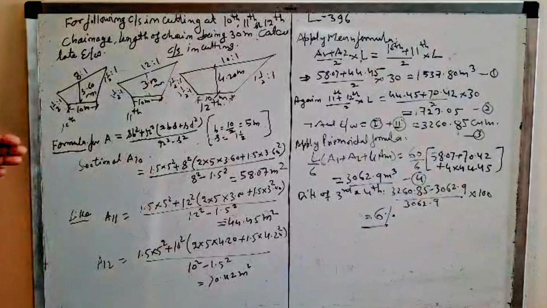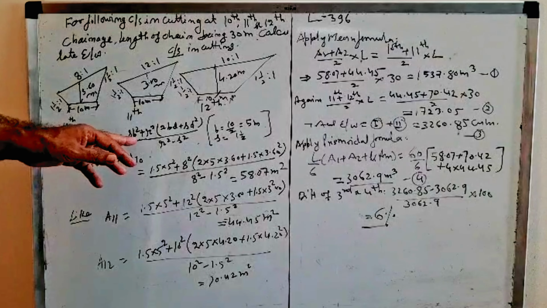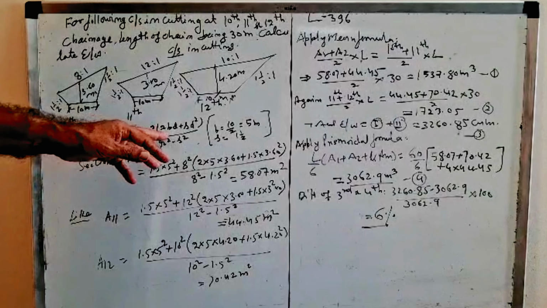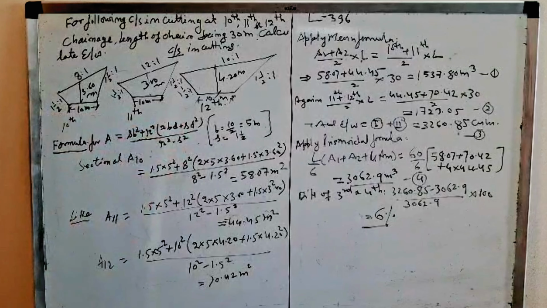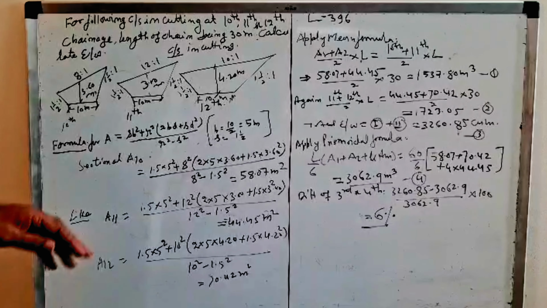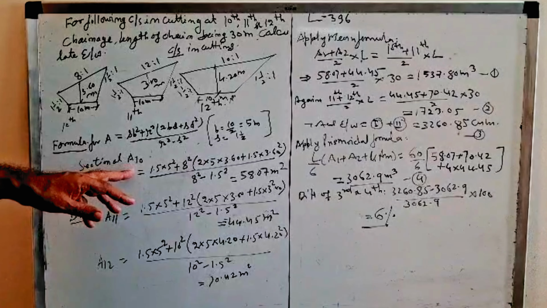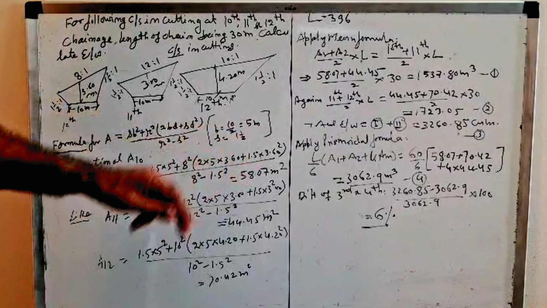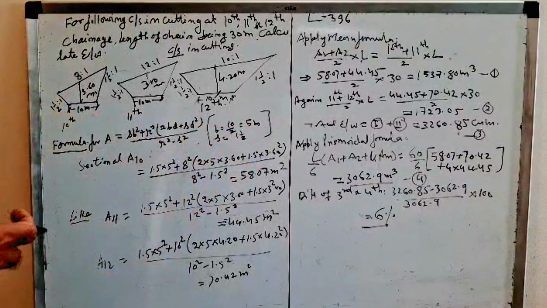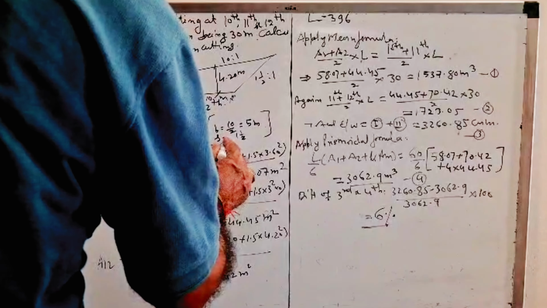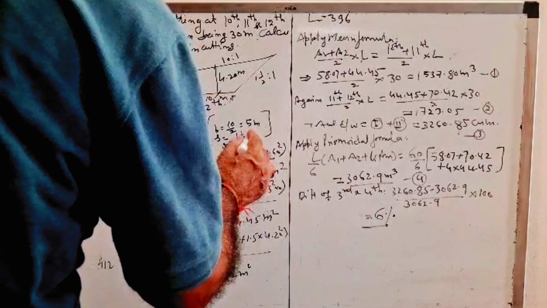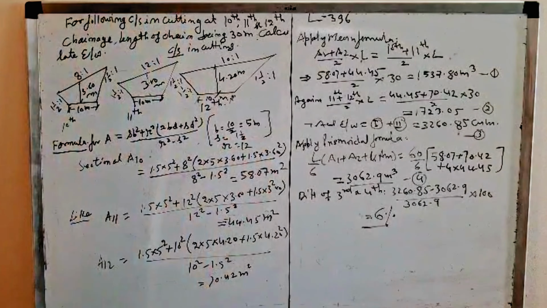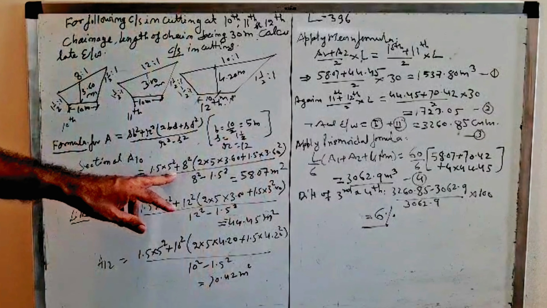So let us use the formula A equals S B square R square within bracket 2BD plus SD square divided by R square minus S square. Here in the 10th, A10, you can say B is 10 by 2, that is 5 meter, S is 1.5, and R equals 12. So putting these values, 1.5 into 5 square plus 8 square.